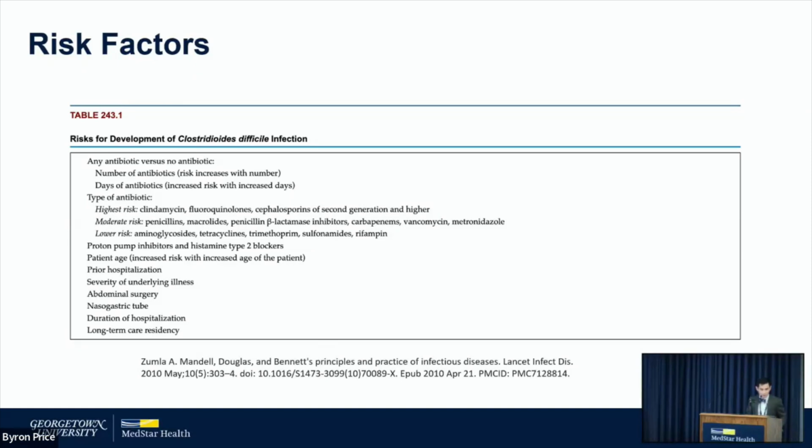Everyone's probably heard about PPI and H2 blocker association with C. diff. Retrospective analyses have shown that it does increase risk about 1.4 to 2.75 times. But notably, no prospective trials have shown a causal relationship, and the actual risk relation to dose and duration is not well documented. Some of the other risk factors include patient age, prior hospitalization, severity of underlying comorbidities, abdominal surgery, NG tube use, duration of hospitalization, and long-term care residency.